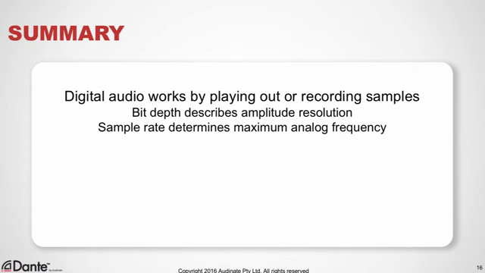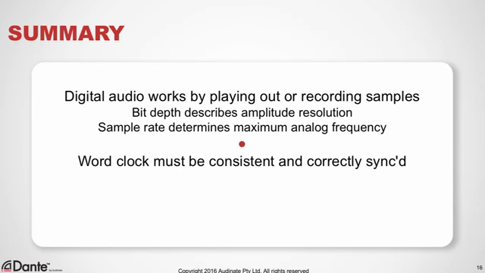Let's summarize this section. Digital audio works by playing out or recording samples. The bit depth describes the amplitude resolution, and the sample rate determines the maximum frequency that the system can handle. The word clock is key to the accurate transport of digital audio because it's all about data being processed as a function of time. This is why Dante uses a clock distribution scheme that is designed to be robust and tightly synchronized even between hundreds of devices.